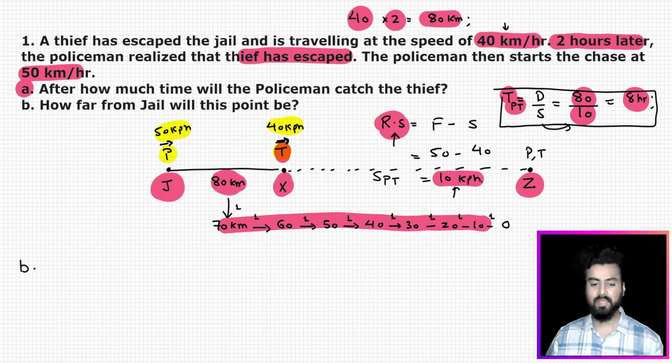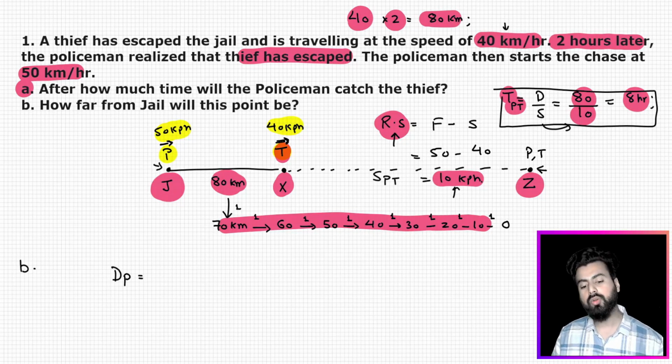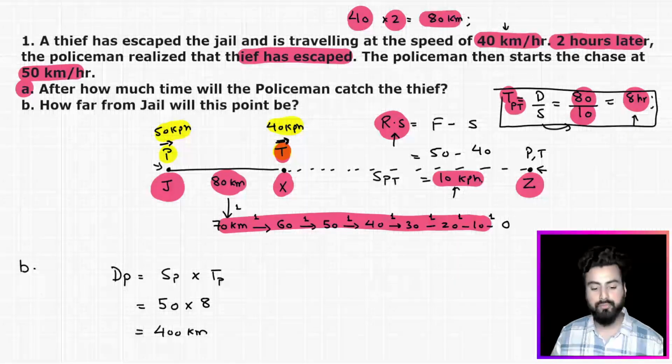Now, this is very easy. If I ask you who has traveled this complete distance, you would say, sir, the policeman, because the policeman is the person who started from point J and then caught the thief at point Z. So to calculate the distance, I need to calculate the distance traveled by the policeman. You already know the formula of distance is speed into time. Since I want to calculate the distance covered by the policeman, I'll write the speed of the policeman multiplied by the time taken by the policeman. Speed of the policeman is 50. Time taken by the policeman is something I had already calculated, 8. Simply multiply, and you would be able to get your answer. So the answer of the second part is going to be 400 kilometers.